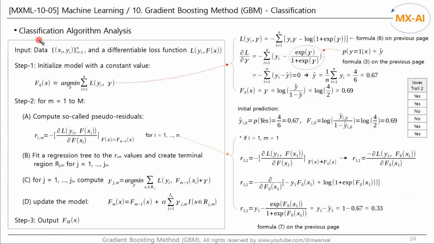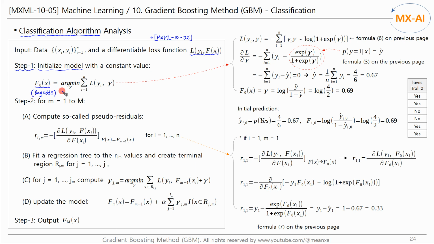Now let's analyze the GBM classification algorithm expressed in standardized form. This algorithm is exactly the same as the one we analyzed in the video in GBM Part 2. If we replace the loss function with binary cross-entropy, it works as a classification algorithm. Step 1 initializes model with a constant value. The initial value is the initial logodds f0.